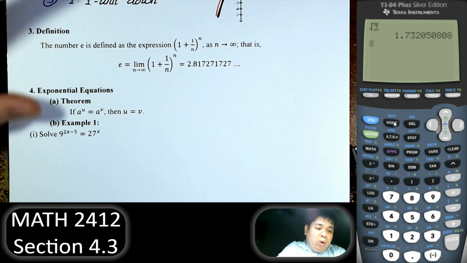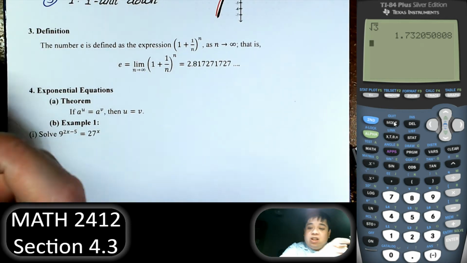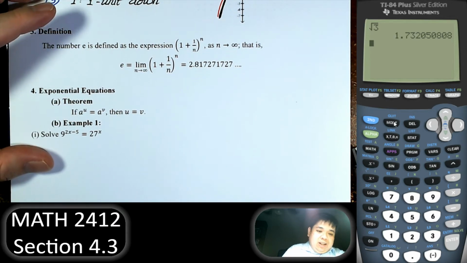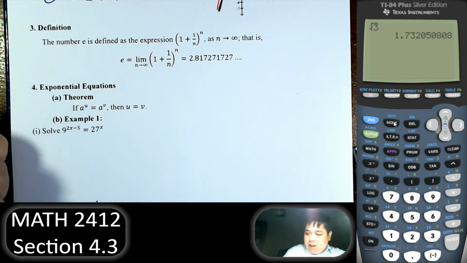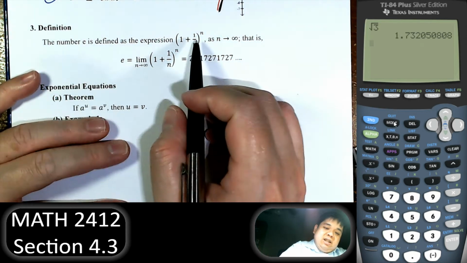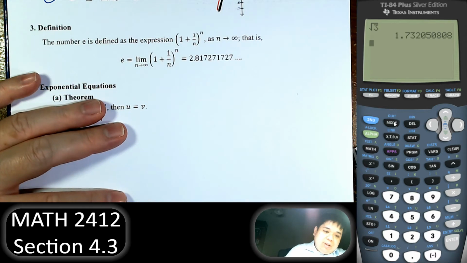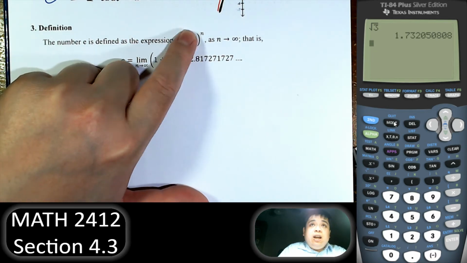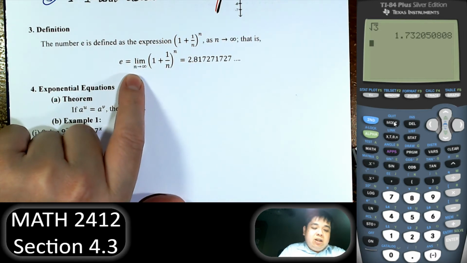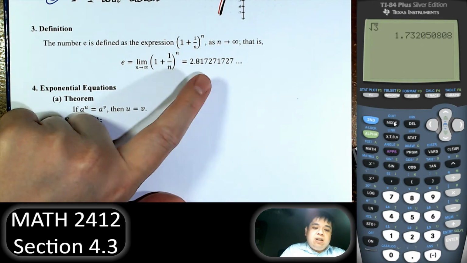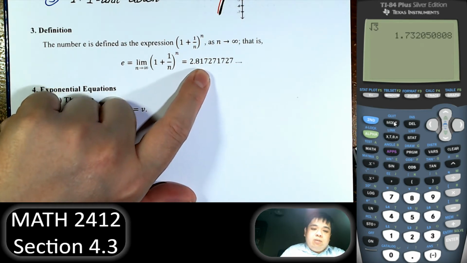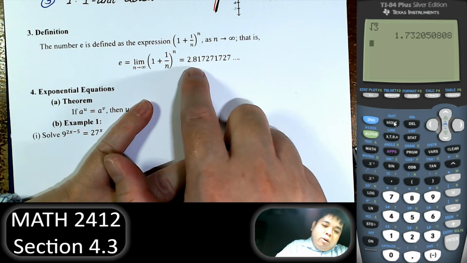Next, we define the number e. This is the second most common constant, second to pi, because pi is the most famous constant. e is second. We define e as this expression as n goes to infinity. That is pretty much the limit when n goes to infinity of that, which is equal to 2.718, approximately 2.7.